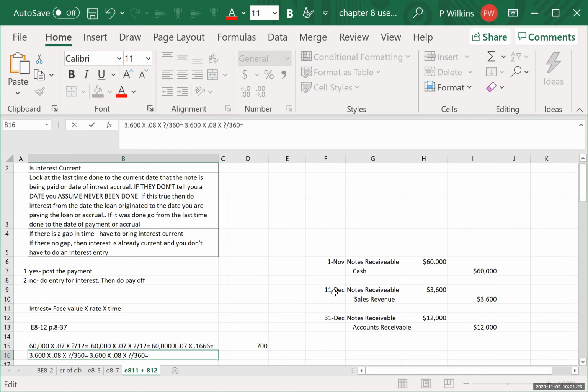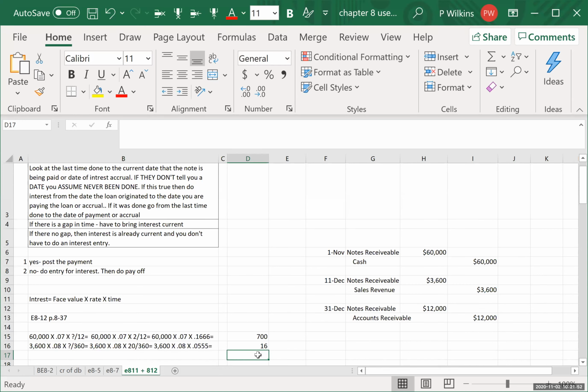So we have December 11th as the date that the loan originated, and we're doing it on the 31st. So 31 minus 11 is 20 days. So it's 20 over 360 times 8%, and if you reduce 20 over 360 to a decimal, it comes to 0.0555. So for that loan, it's $16: $3,600 times 8% times 0.0555. All right, let's go down to the next one.